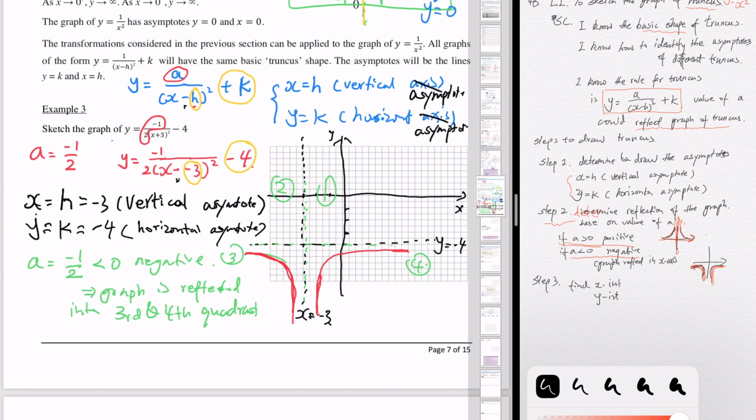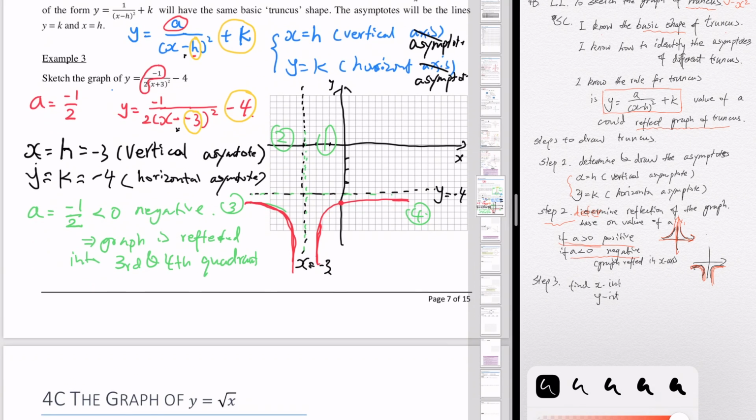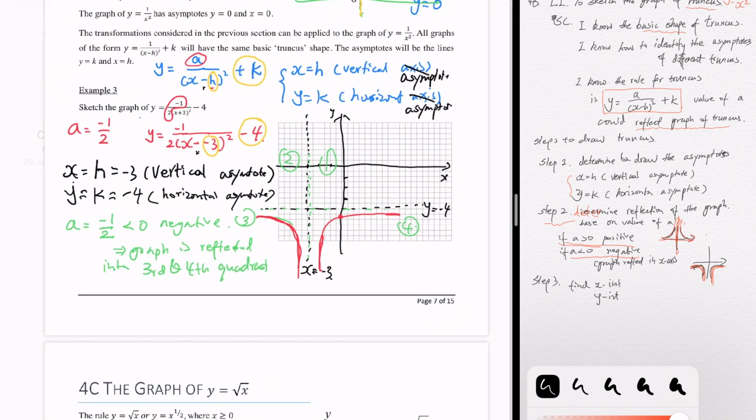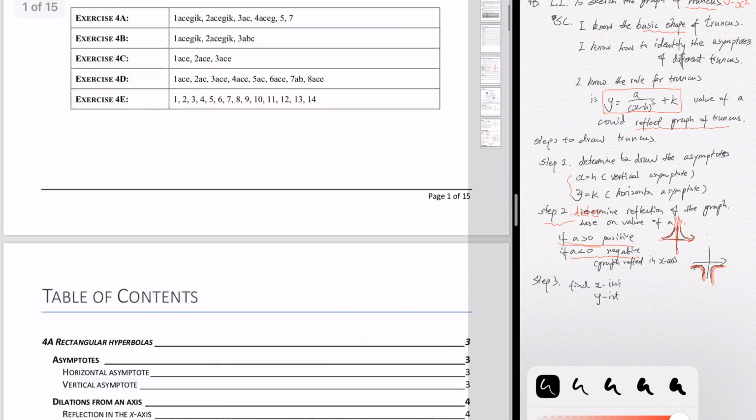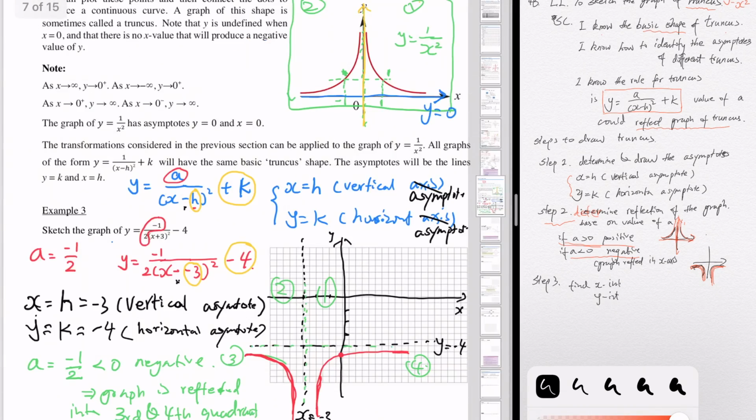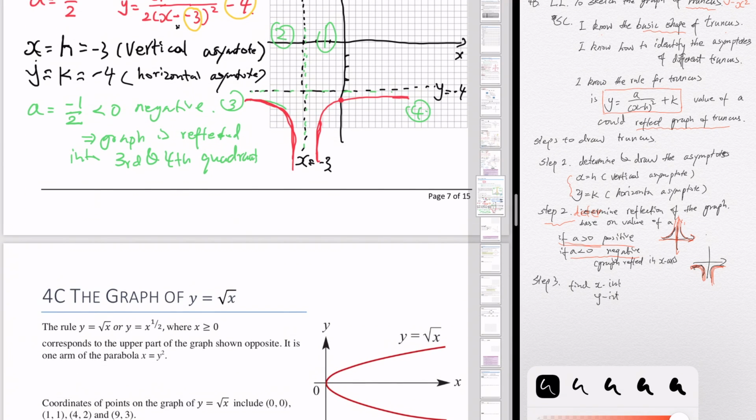Now, your step 3, because we need to identify here the y-intercept. Okay, and x-intercept, we can tell that these two red curves don't intersect with your x-axis, so there's no point to find the x-intercept. So now step 3, we only need to find the y-intercept. Okay, so to find the y-intercept, okay, let me write it down.